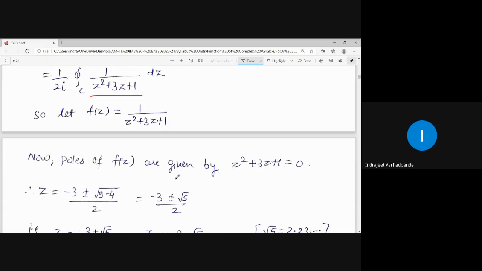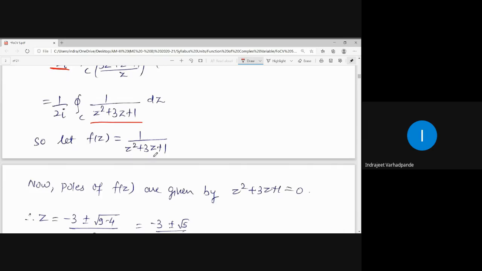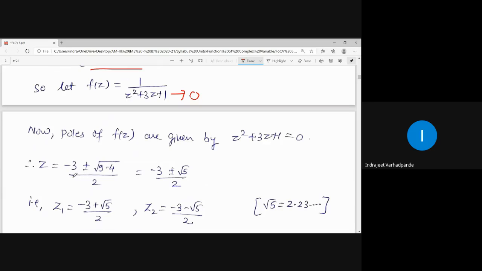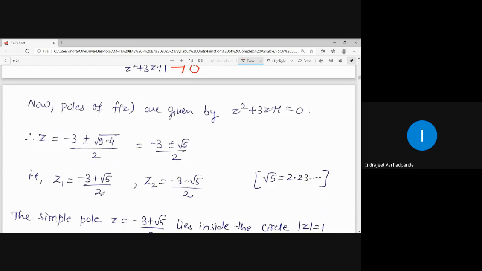Fine. 1 upon z square plus 3z plus 1. Call this f of z. Poles of f of z will be found by equating the denominator to 0. You solve this by the formula method, or directly on the calculator: minus b plus minus under root of b square minus 4ac upon twice a. So one of the roots is minus 3 plus root 5 upon 2. Another root is minus 3 minus root 5 upon 2. Root 5 is approximately 2.23.